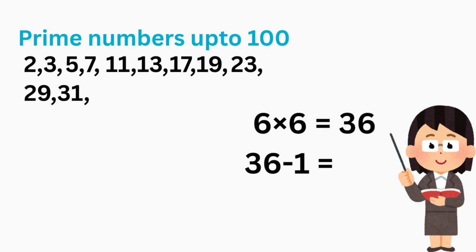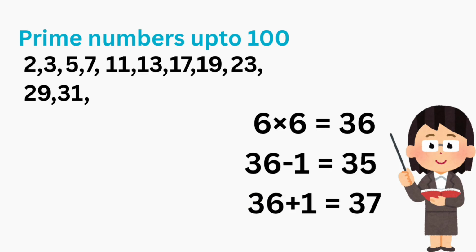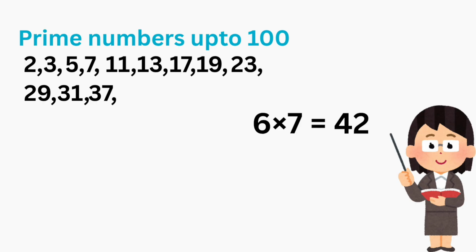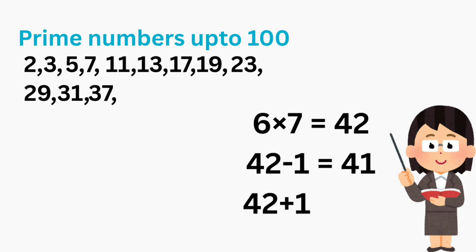6 sixes are 36, 36 minus 1 is 35 and plus 1 is 37. As 35 is divisible by 5, so 37 is the only prime number here. 6 sevens are 42, 42 minus 1 is 41 and plus 1 is 43. So the next prime numbers are 41 and 43.